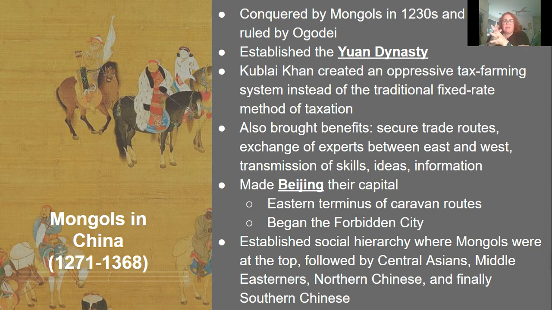So the last time we left off with Central and East Asia, we were talking about the Mongols. And so in this time period leading up to after the Yuan dynasty that we know was established by the Mongols and led by Kublai Khan, this created a very oppressive tax farming system. Instead of using the traditional fixed tax rate, he started to increase the amount that needed to be produced in the tax farming. This did bring about the benefits of securing trade routes and exchange of experts between the East and the West. There was also this transmission of skills and ideas and information like we talked about with the Silk Roads.